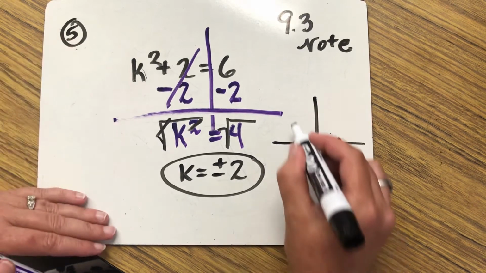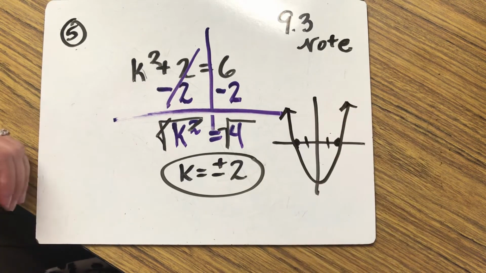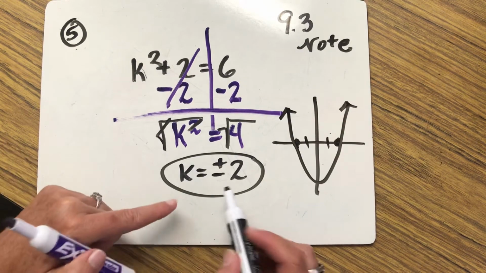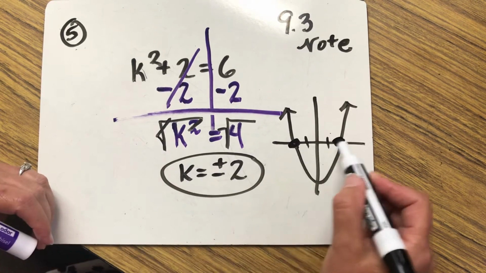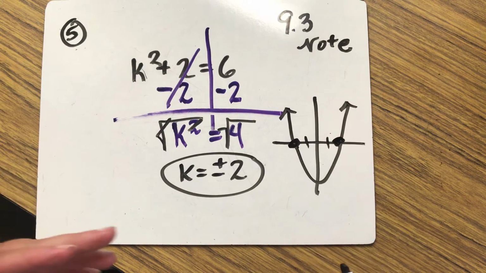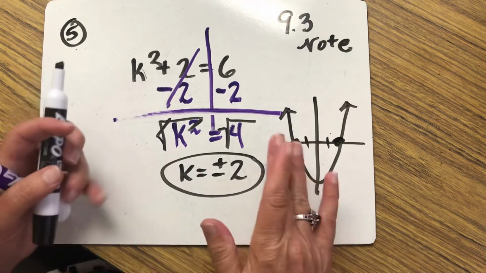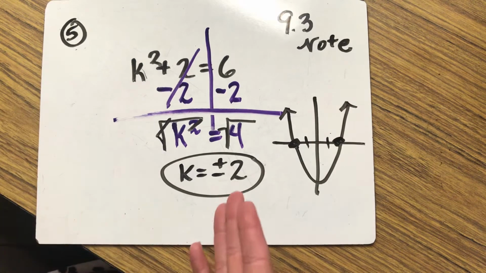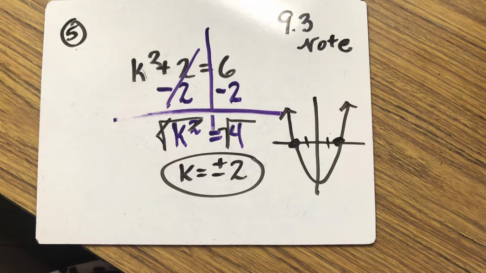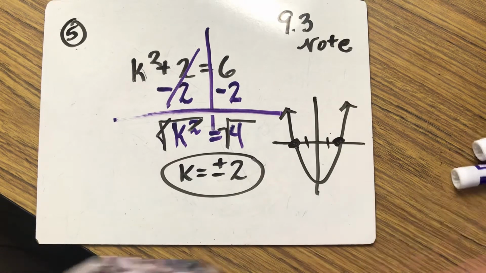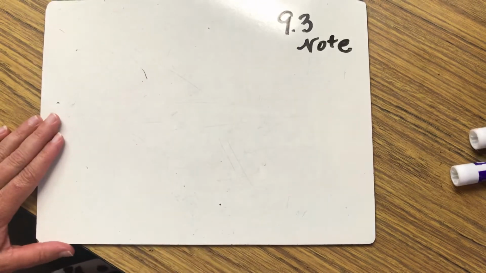We know this parabola will be opening up because the k squared is positive. This number represents our solutions. These numbers represent our x-intercepts. They represent our zeros, our roots. Not that we need to draw that, but we need to understand that this does represent something when it comes to parabolas. Okay, let's try the next one. Number 6 of our 9-3 notes.